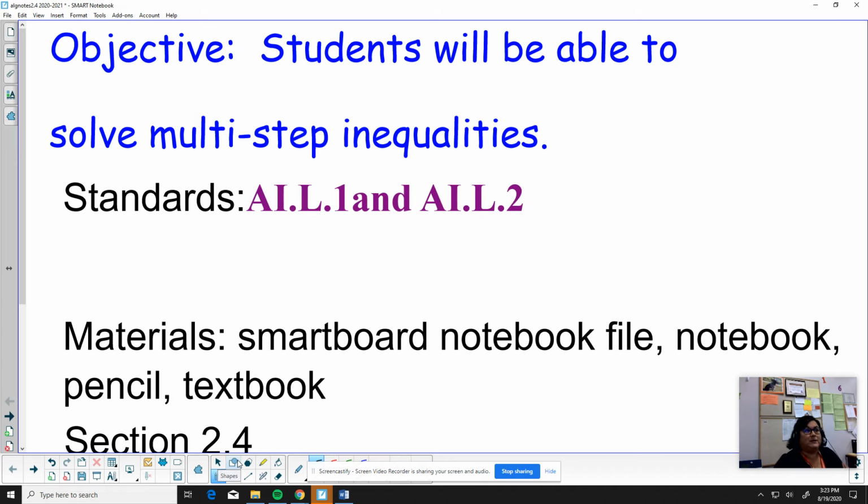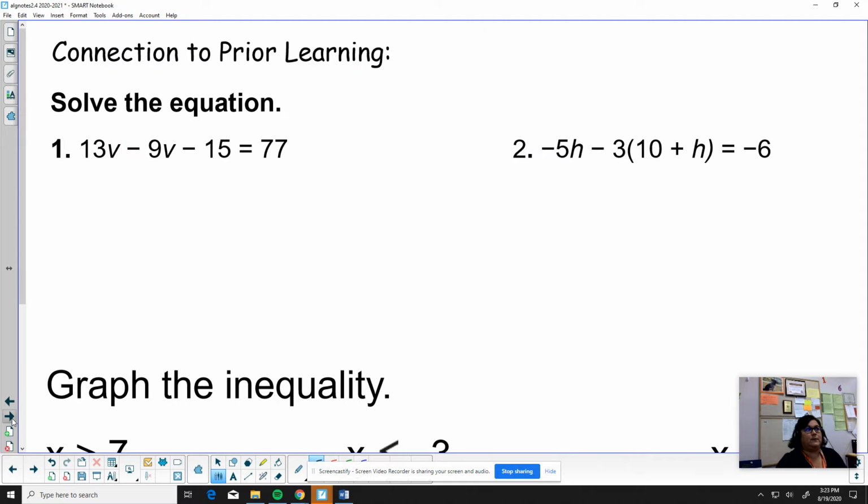We're going to do the next section in Chapter 2, Section 2.4, and we're going to solve multi-step inequalities. We're going to do a little bit of review on the first section as well. These two at the beginning are connection to prior learning. These are equations because they have equal signs. I would like you to press pause and solve both of these to see if you get them correct, please.